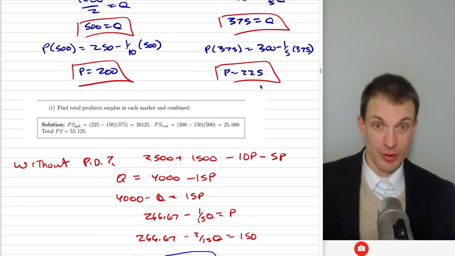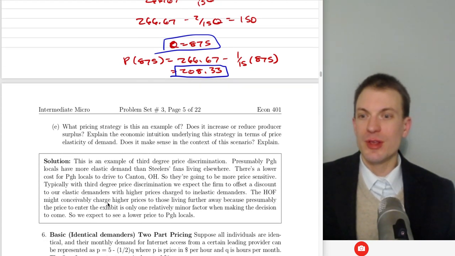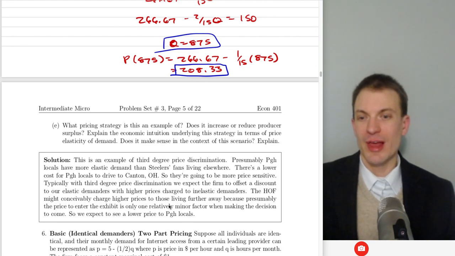So we can see, yeah, we're giving a higher price to my rest of the country demanders. They have more inelastic demand. Lower price to my Pittsburgh demanders. They have more elastic demand. And then this is talking about this. Yeah, we give a lower price to Pittsburgh locals because they are more elastic demanders.